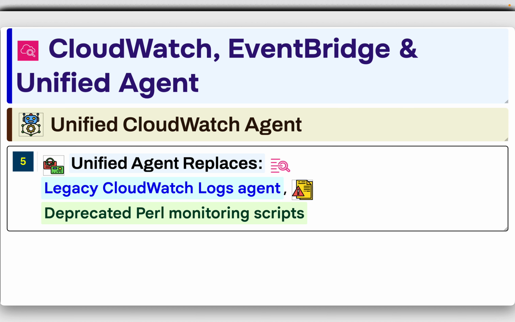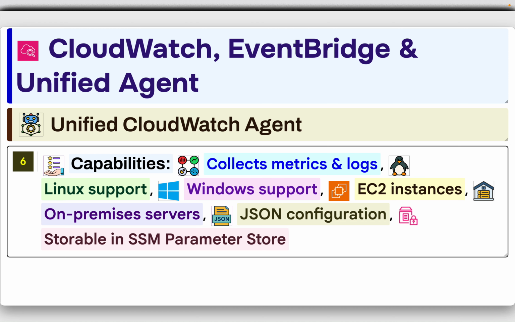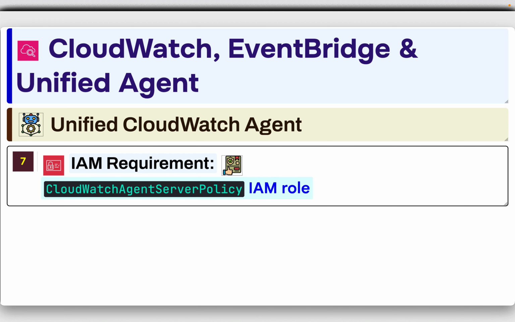The unified agent replaces the legacy CloudWatch Logs agent and the deprecated Perl monitoring scripts. So earlier there was a legacy CloudWatch Logs agent and it was using Perl monitoring scripts, but now we have the unified agent. The unified agent collects metrics and logs, supports Linux and Windows, and runs on EC2 instances and on-premises servers. It uses JSON-based configuration and the config can be stored in Systems Manager Parameter Store. The unified agent requires the CloudWatchAgentServerPolicy IAM role.